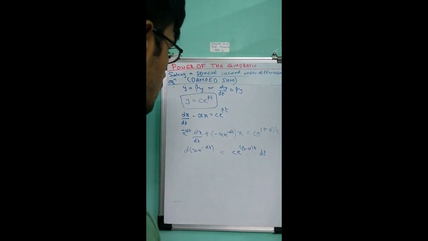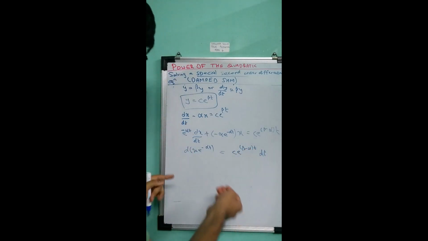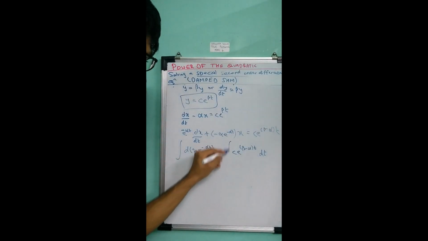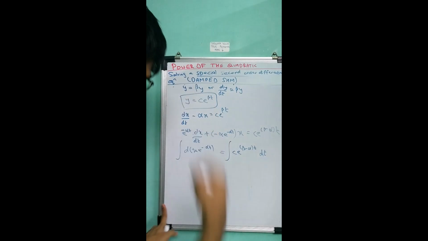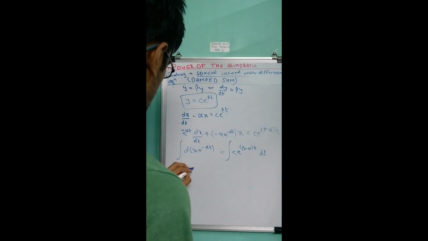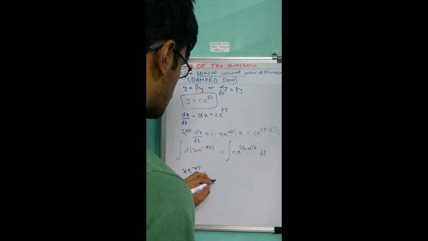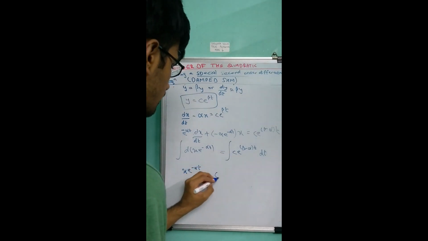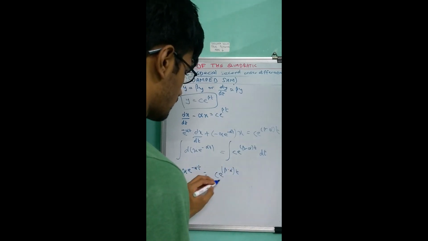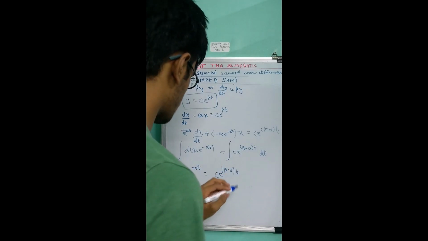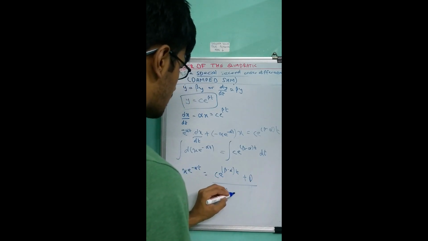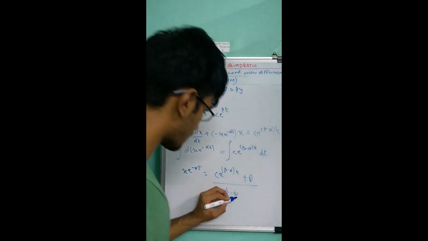Now this equation has become integrable, so I'll just integrate it. Let's not worry about limits right now. I'll just add an arbitrary constant. So if you integrate this, you'll get c e to the power beta minus alpha t, plus d, some other arbitrary constant, by beta minus alpha. This is what you'll get.